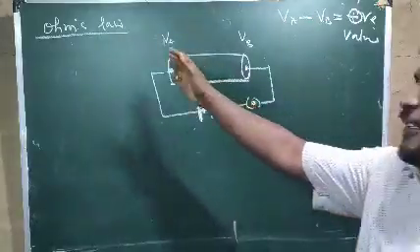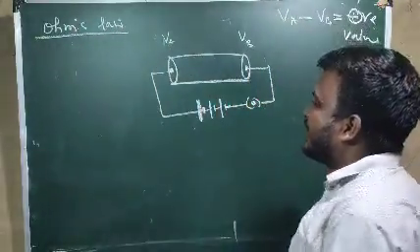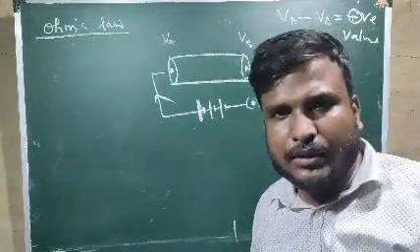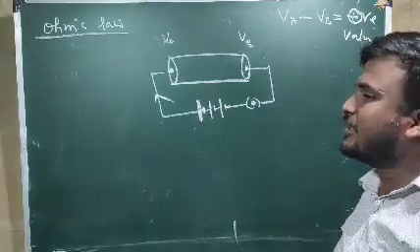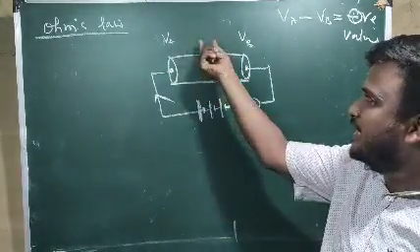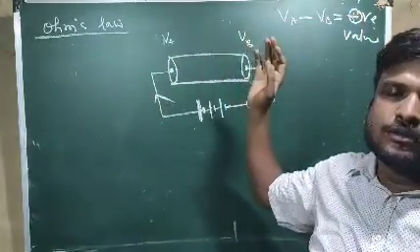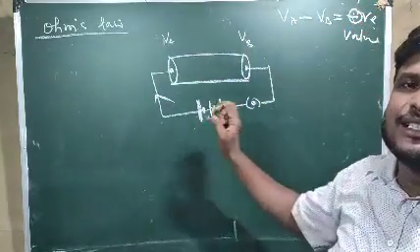So this fellow scientist, Ohm, said that the current flowing through a circuit is directly proportional to potential difference. What does it mean? If the potential difference is more, then current will be more. If the potential difference is less, current will be less.